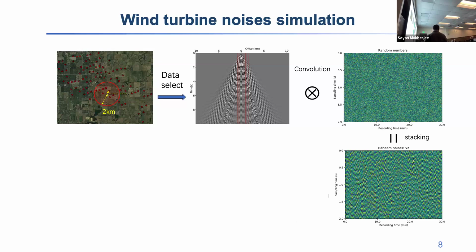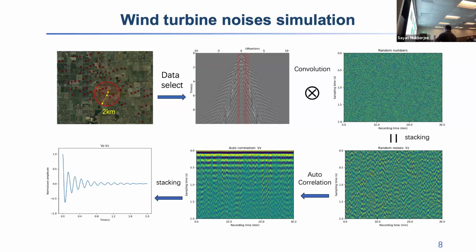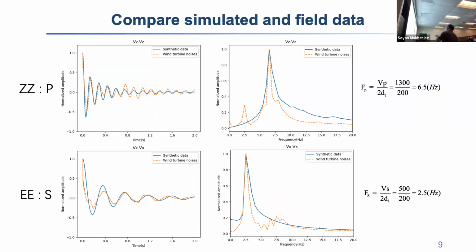Then we do the autocorrelation, which is the same as with the field data, and we get similar results to the field data here. Then we stack all these traces together to get the average trace here. So this is the simulated data, remember that? And then we compare the simulated data and the field data. You can see there is good consistency between the travel times.